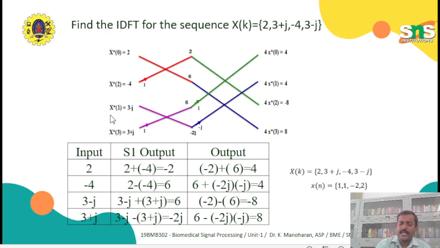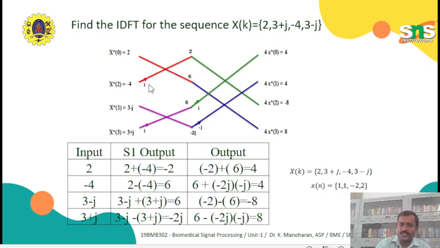Now look at X star of 1. This is the complex conjugate of X of 1. X of 1 is 3 plus j. If you take the complex conjugate of this, it becomes 3 minus j. So X star of 1 will be equal to 3 minus j. Now look at X of 3. This is 3 minus j. If you take the complex conjugate of this, it becomes 3 plus j. So X star of 3 will be equal to 3 plus j. This is the complex conjugate of the third sample.